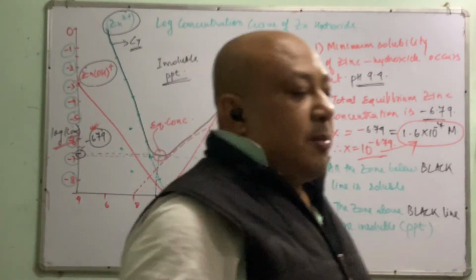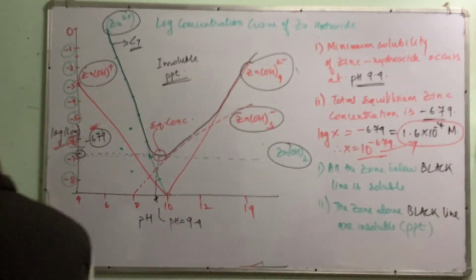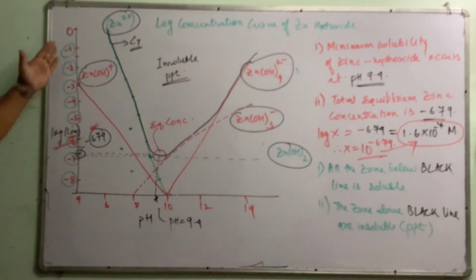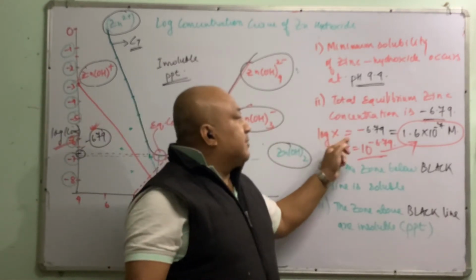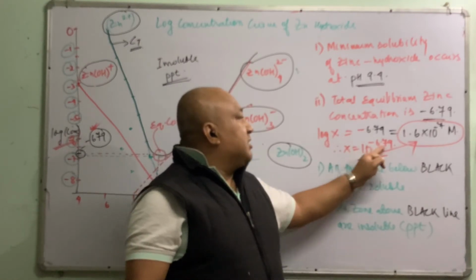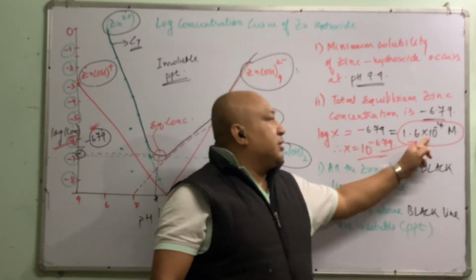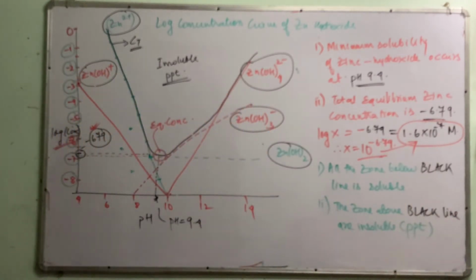Now we are going to solve one problem. All these concentrations are drawn as log concentration. So the value is log of x is minus 6.79. Therefore x is how much? 10 to the power minus 6.79. So it is 1.6 into 10 to the power minus 7. Okay. Fine. So have a look again.